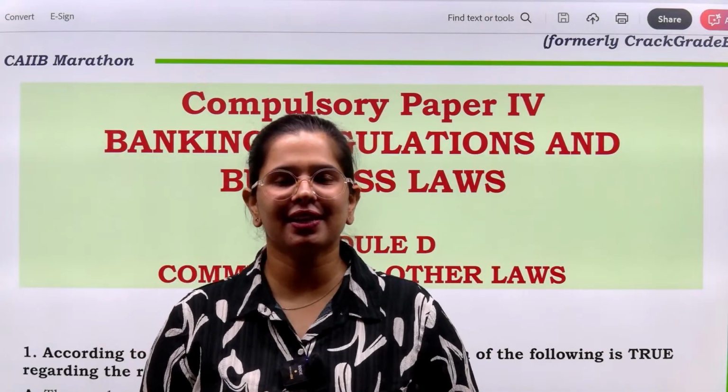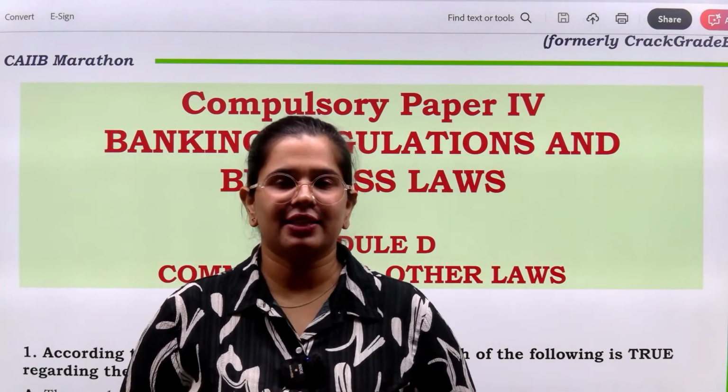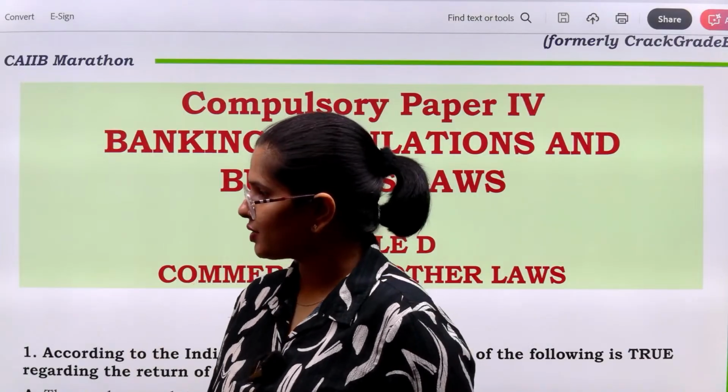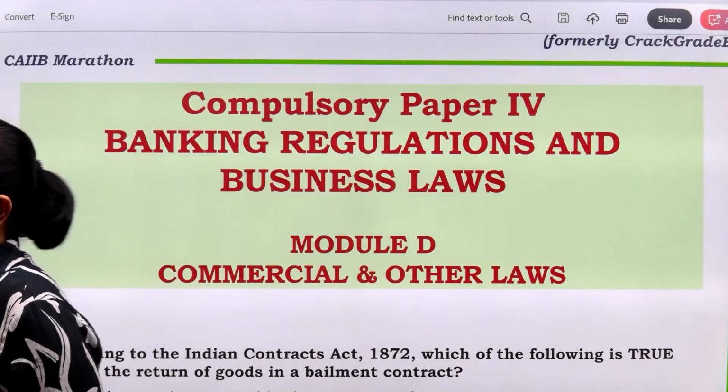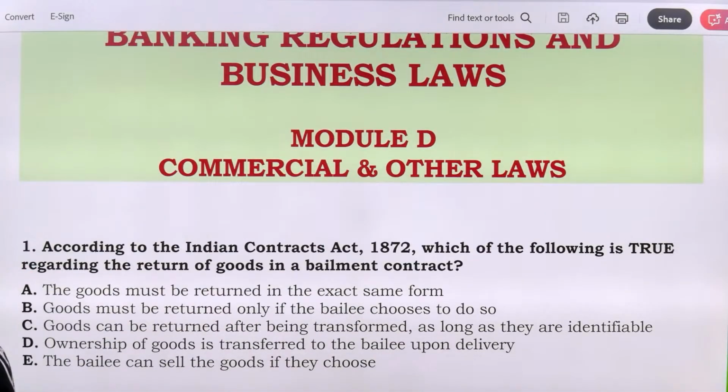So in this particular class, we will be starting with your marathon for module D and that is for paper number 4, right? So let us start that. Number one question that we have is, as per Indian Contract Act, which of the following is true regarding the return of goods in a bailment contract, right?